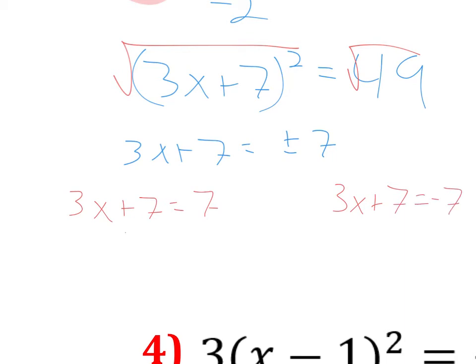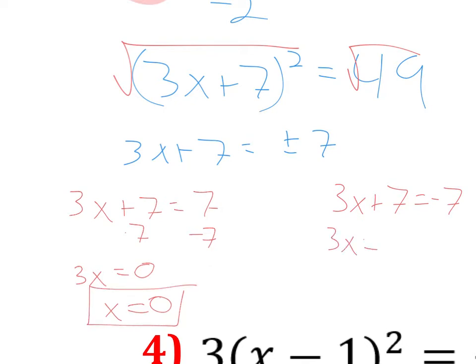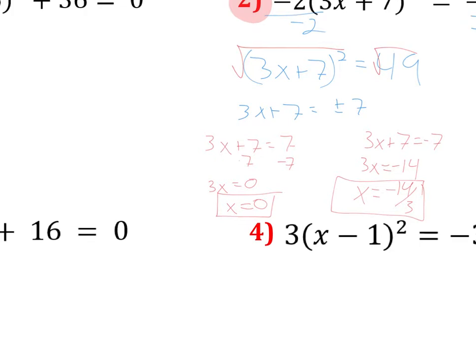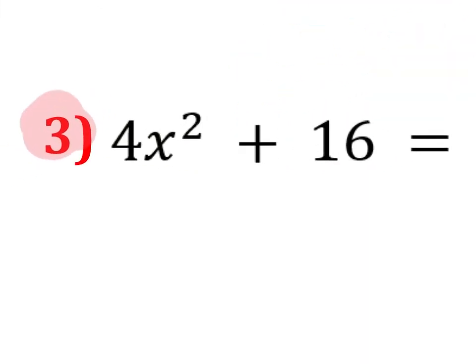On both of these, we'll move the 7 over to the other side, so subtract that over. I get x is 0 for one of them. If I subtract 7 over here, looks like we're going to get a fraction: x is negative 14/3. All right, so that one didn't result in an imaginary value. Go us. Next one, number 3.